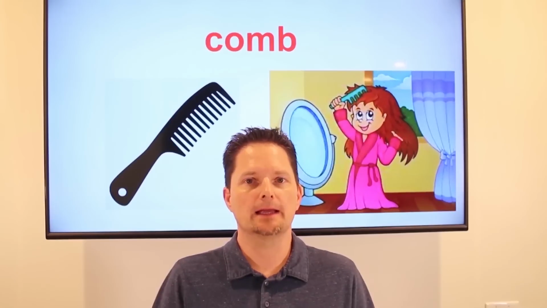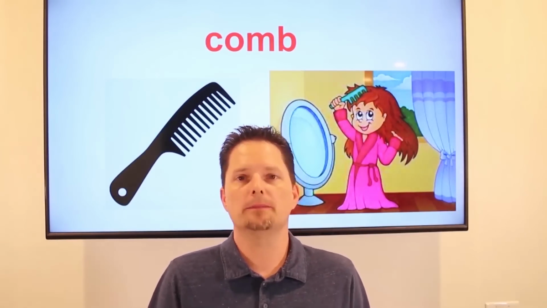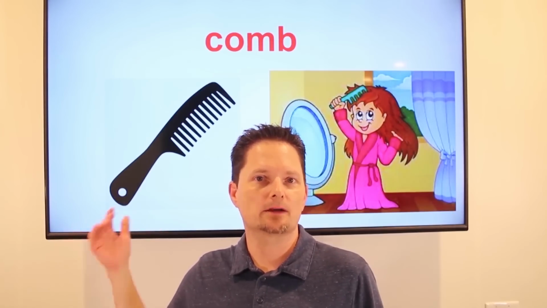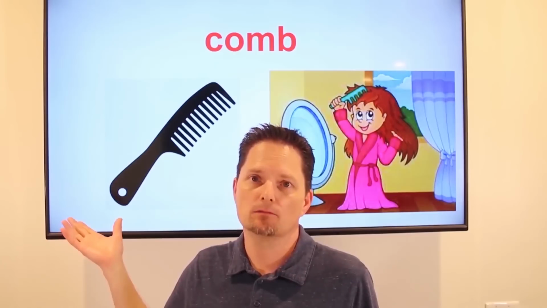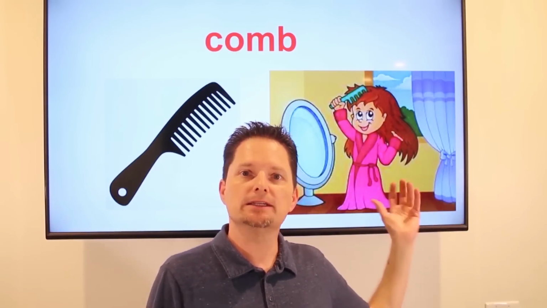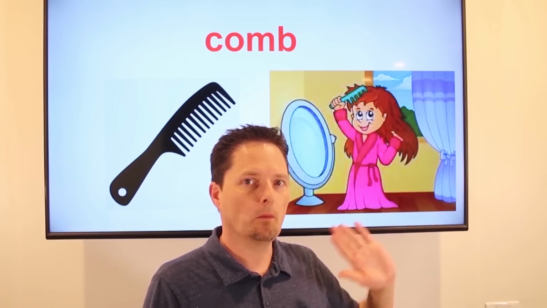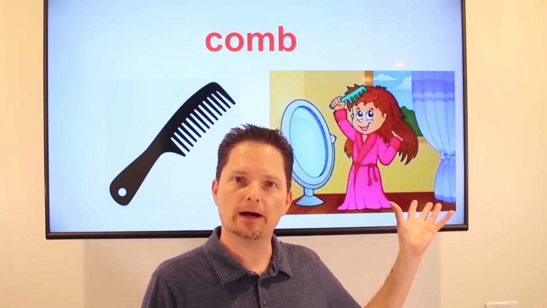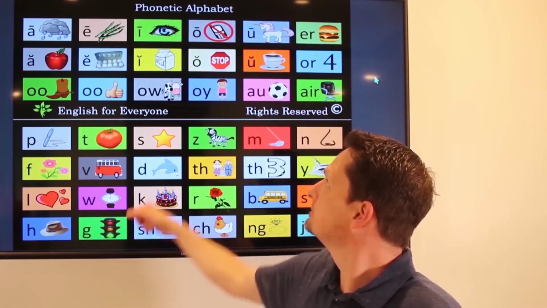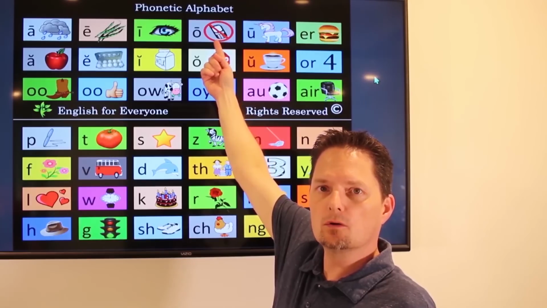Very good. Example, comb. No comb. The B is silent. Comb. Comb is a noun. This is a comb. I don't have a comb. And comb is a verb. It's an action. She is combing her hair. Combing. No B. She's combing her hair. Comb. K. O. Make a long O. Co.